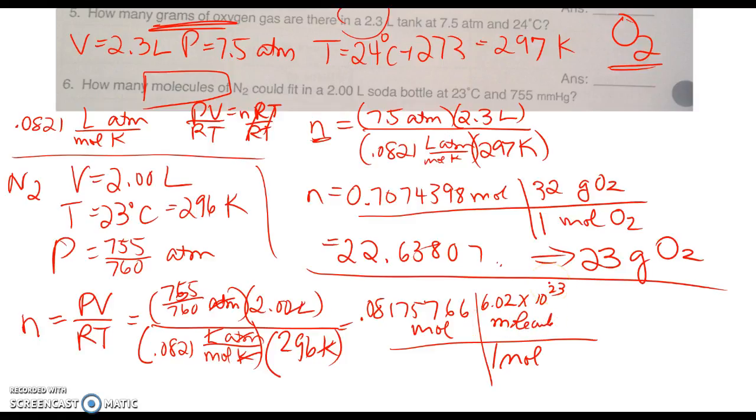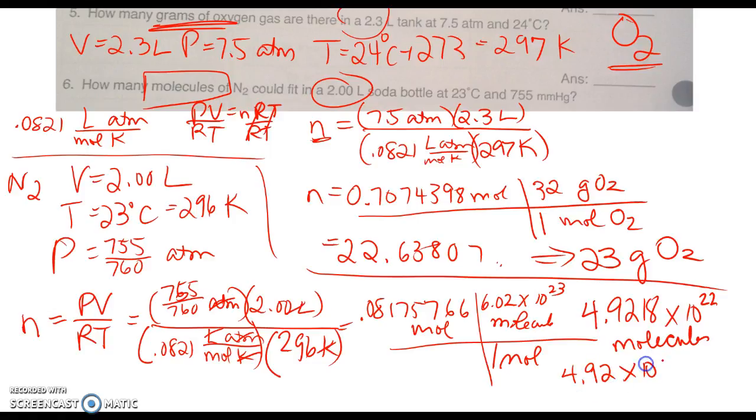So I'm going to take this number in my calculator, times 6.02 times 10 raised to the 23rd, means I'm going to end up with molecules. I'm going to write the number down, then we'll figure out sig figs. 4.9218 times 10 to the 22nd molecules. I bet we can use 3 sig figs there. So 4.92 times 10 to the 22nd molecules. Right, so this is new in terms of PV equals nRT, but it's not new in terms of molecules, moles, and grams, right?